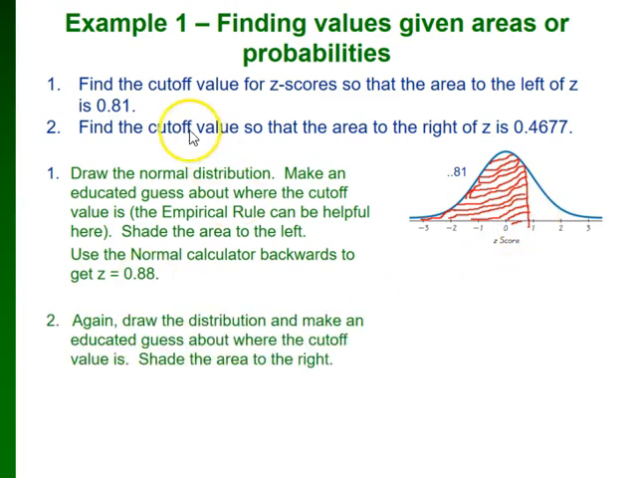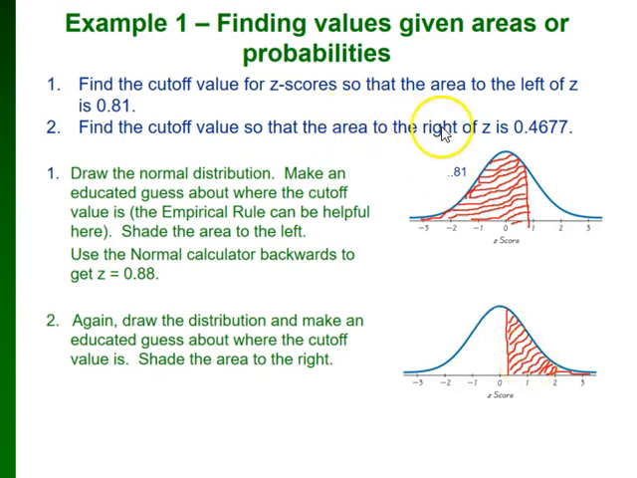For number 2, we're trying to find the cutoff value so the area to the right of z is 0.4677. We're drawing our picture again, and if we're finding the area to the right of z, that means that we're shading from this value to the right, and we want this area to be 0.4677. That's just a little bit less than half, and that means that this value is going to be a little bit to the right of 0. This is 0.4677 over here. This area on this side would be 0.5323 because they have to add up to 1.